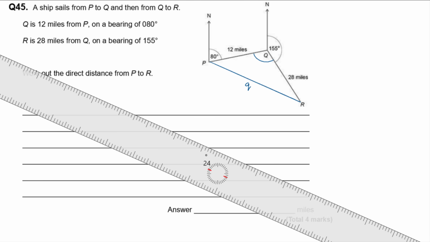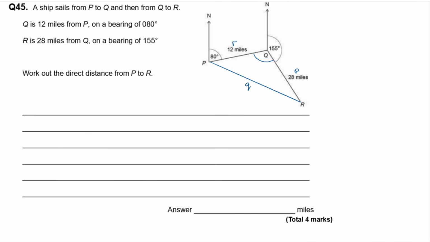I'm going to call this one up here R, and then this one P, because they're opposite the point, the vertices P and R, and that's how we label these things up. Now, what is that angle there at Q? I really need that one if I'm going to use the cosine rule.